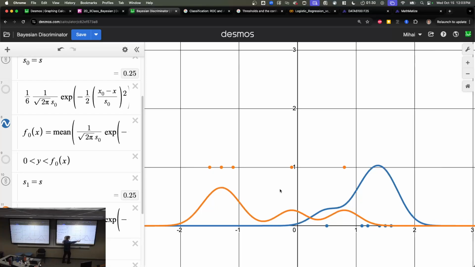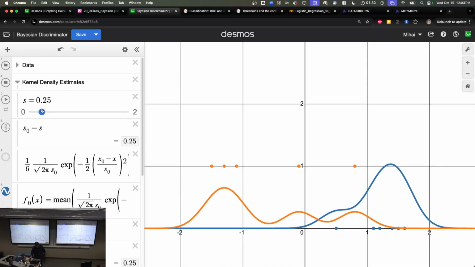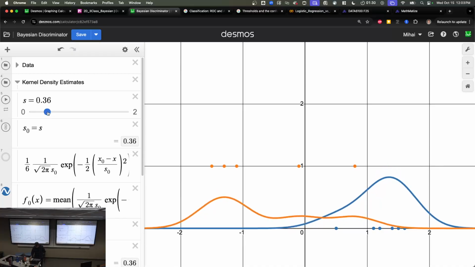There's no reason the width for the blue and the orange should be the same. You can make them different. In this one, just for simplicity, I made them the same. Maybe I'll make it a little bit bigger. Something like that. I think that looks pretty good. So the blues are more likely to be over here, the oranges are more likely to be over here. We have achieved the goal of estimating the probability of the oranges and estimating the probability of the blues.